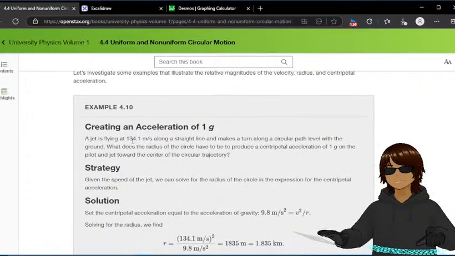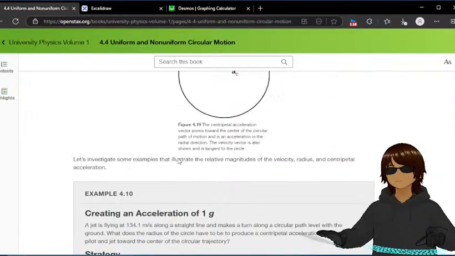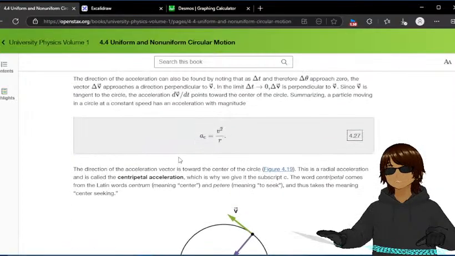A jet is flying 134.1 meters per second along a straight line. It makes a turn along a circular path level with the ground. What does the radius of the circle have to be to produce a centripetal acceleration of 1 g on the pilot and the jet towards the center of the circular trajectory? So this needs to be 1 g.